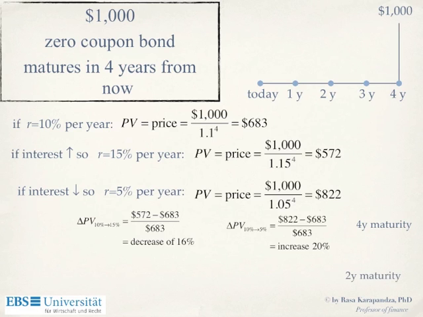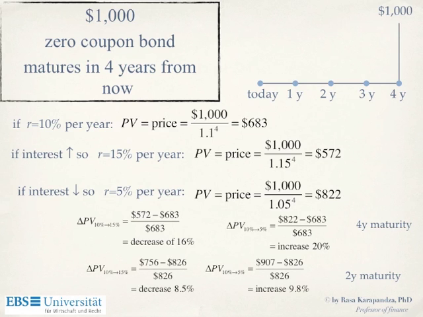But now if we observe the same thing we did in the previous slide for the 2-year maturity, we observe that these changes are smaller. Both of them are systematically smaller. 9.8 is more than 20%, 8.5 is more than 60%.